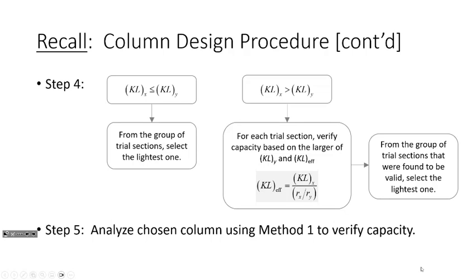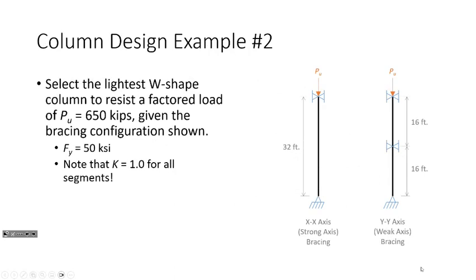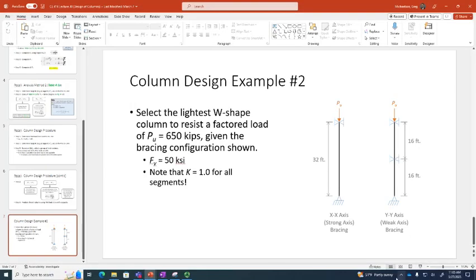And that'll become really clear today. And then finally, once you pick a section, make sure you analyze it using method 1 just to verify that the column works. So this is the column that we're going to do today. Okay, let me pull up the notebook. This is going to be our goal for today, looking at this column.